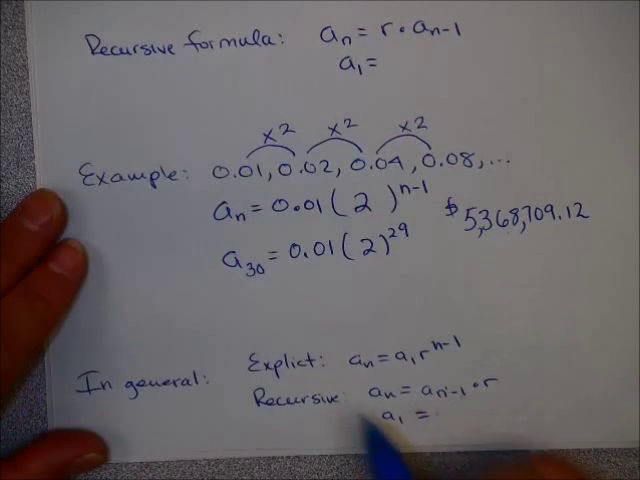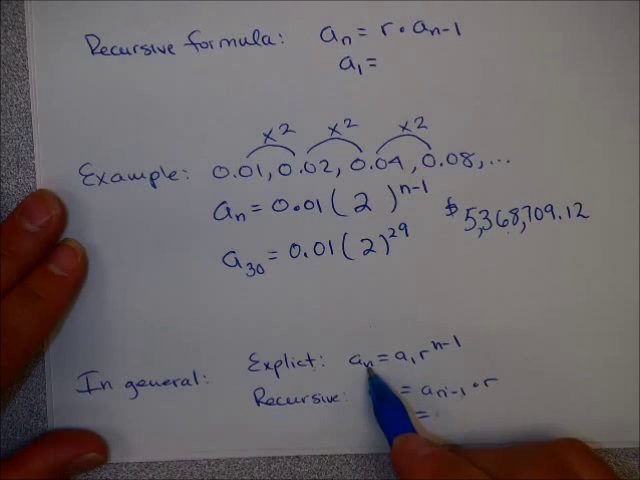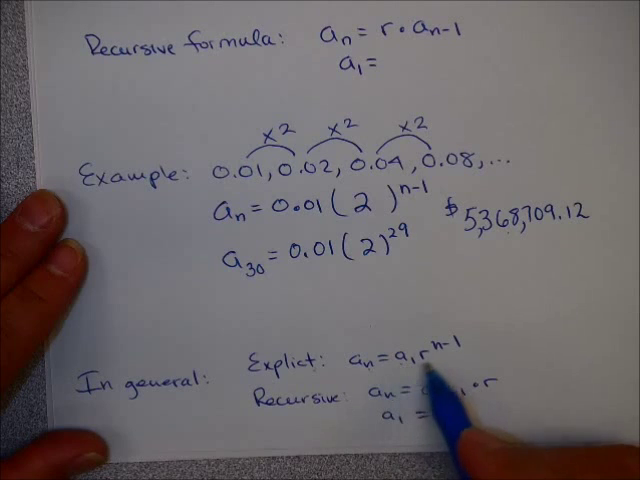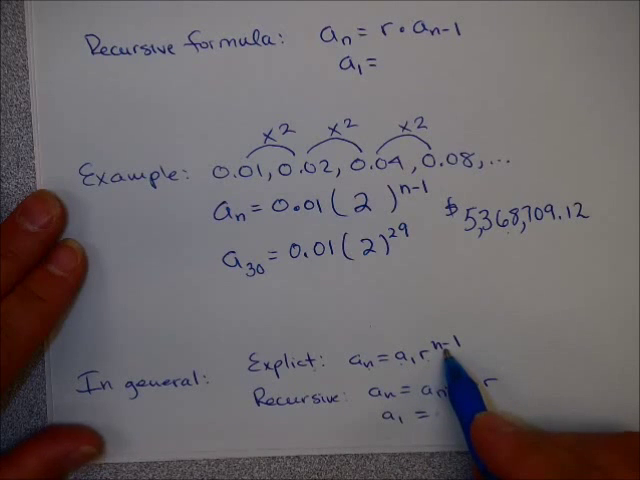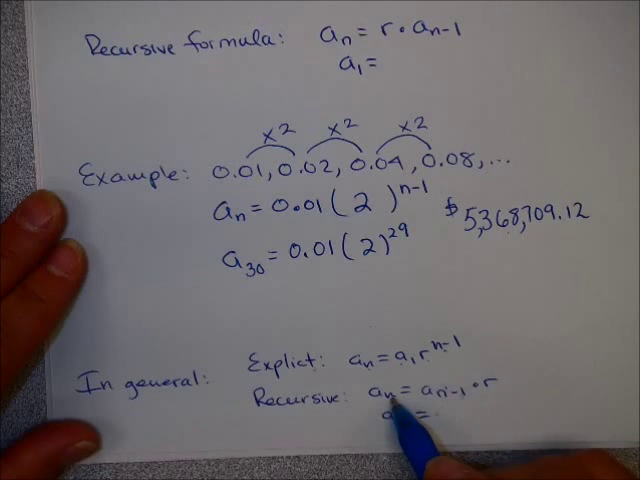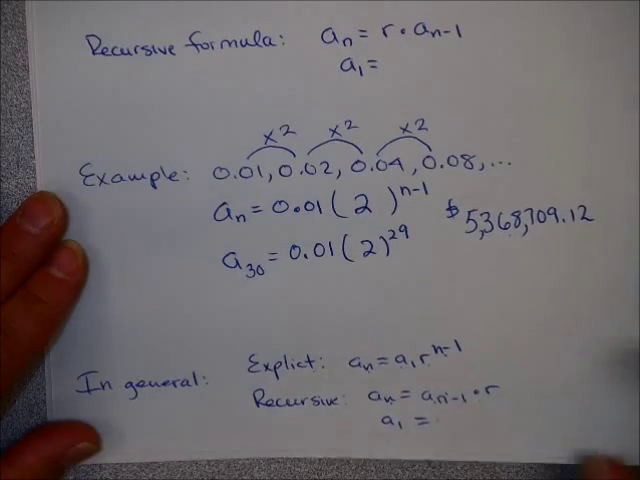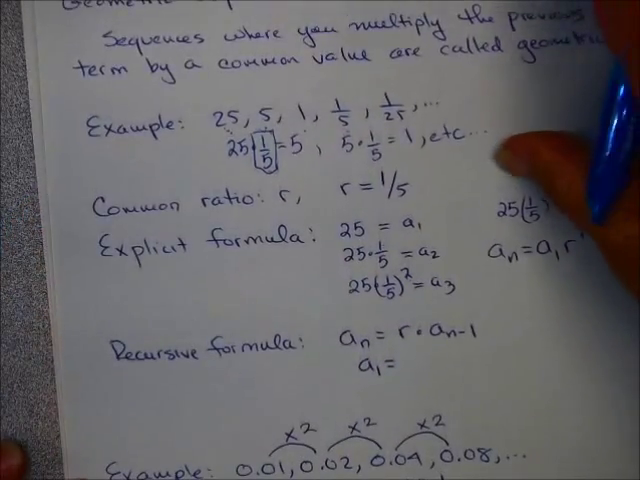In general, for an explicit formula of a geometric sequence, the nth term equals the first term times the common ratio to the n minus 1. And for a recursive formula, the nth term equals the previous term, a sub n minus 1, times r, and the first term has to be given.